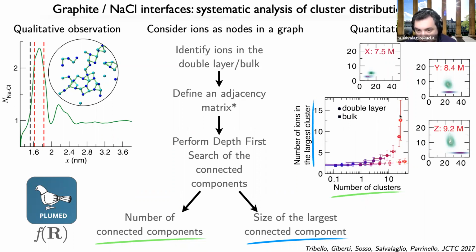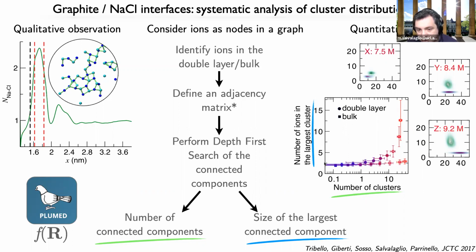you can see two groups of points. One represents the bulk, and it's represented by these squares, and one represents the double layer, which are these circular dots. In this plane, we are showing the number of clusters and the number of ions in the largest cluster. And you see that as the concentration increases, the concentration is represented by the color of these points, and the closer to red, the higher the concentration, the number of clusters increases as well. So there is an increase in the number of clusters in the bulk.